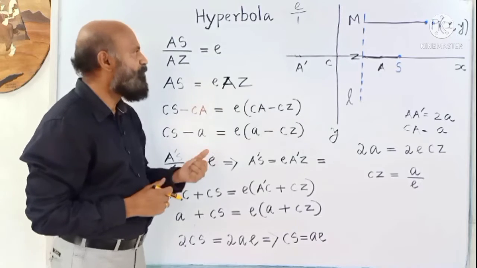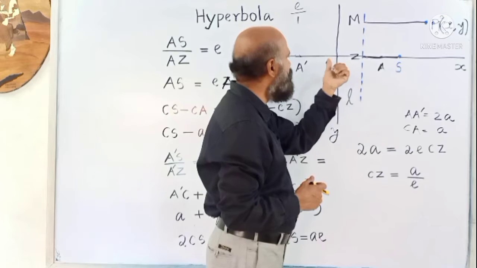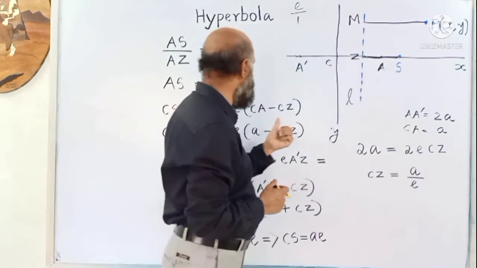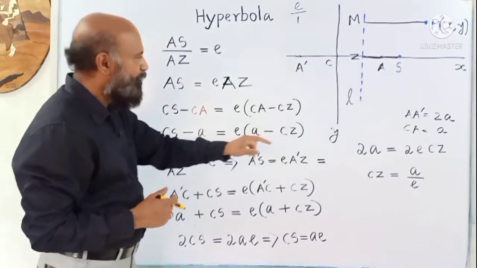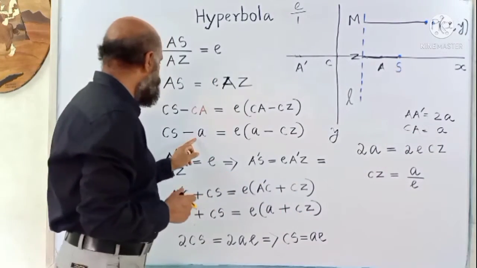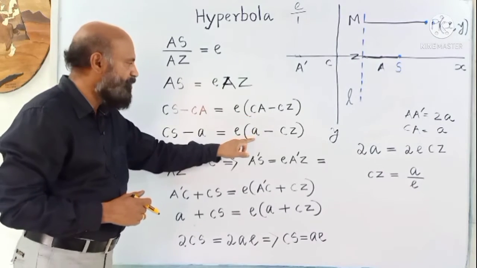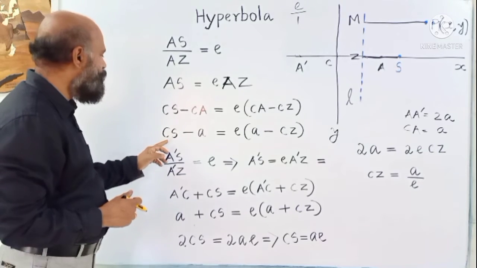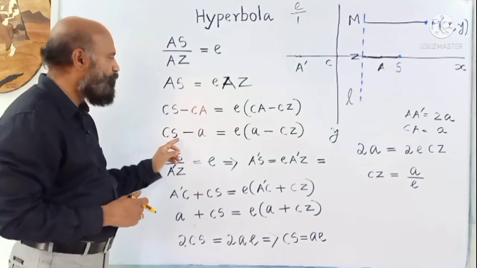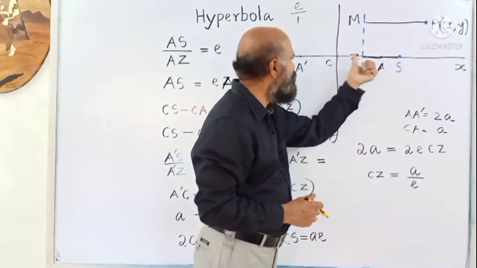For AZ we can write CA minus CZ. Now for CA we can write a. So CS minus a is equal to e times (a minus CZ). So now we are getting one expression containing CS and CZ.